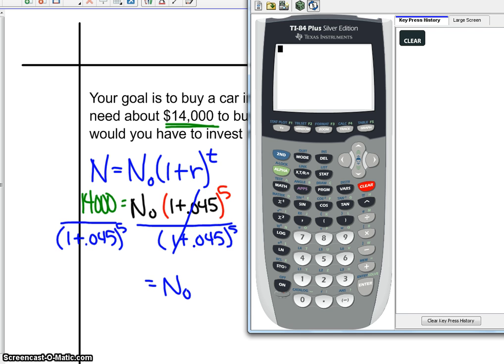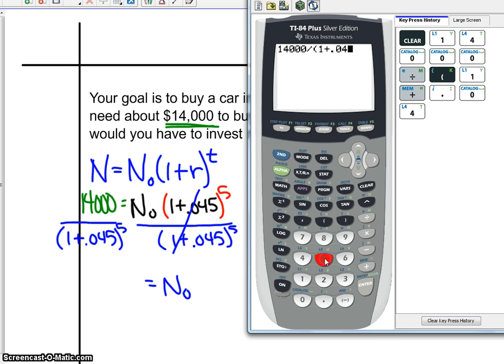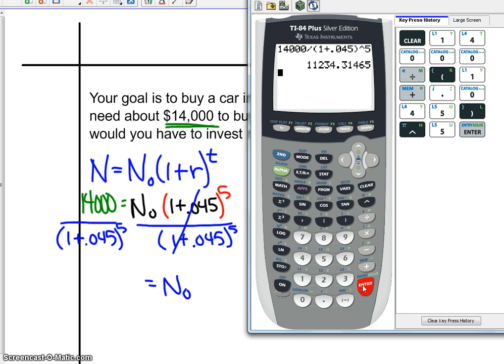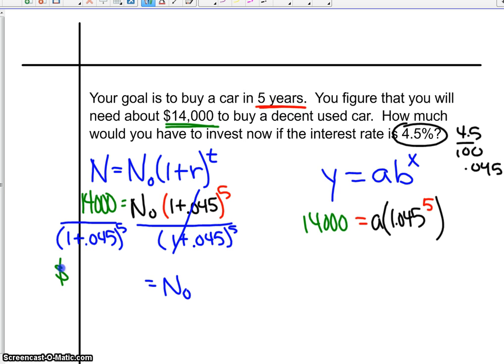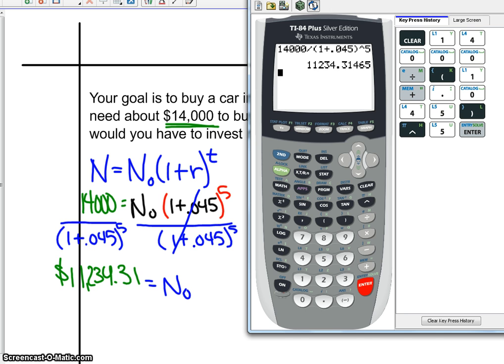Okay. If we go in here, if I type it in exactly as I see it, 14,000 divided by. Well, now I got to set a parentheses, 1 plus 0.045, okay, all raised to the fifth power. And there's my solution. Now, think about your situations here too. You're dealing with money, so we're going to round it off to 2 decimals. So I'm going to have $11,234.31.